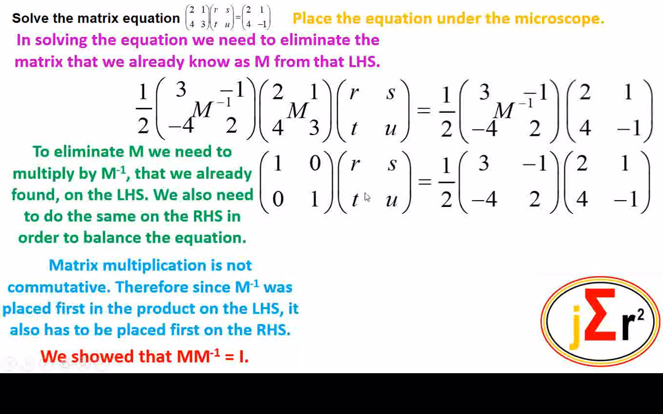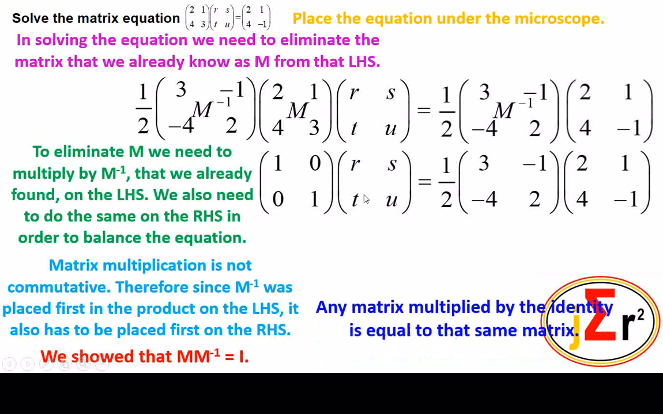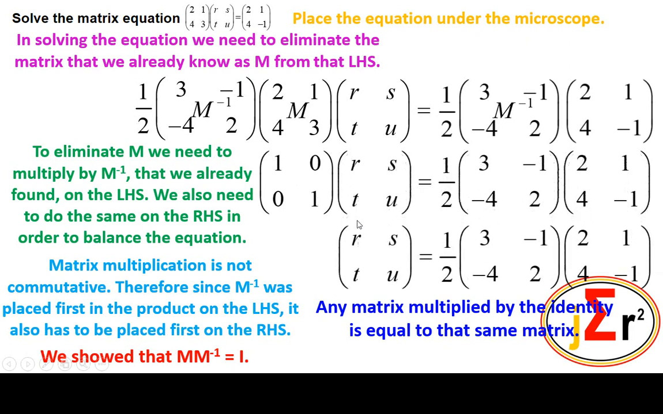The right-hand side is not affected as yet. Also, any matrix multiplied by the identity is equal to that same matrix. There is therefore a further simplification of the left-hand side with the identity times this matrix being just equal to this matrix. Any matrix multiplied by the identity is equal to that same matrix. This is a further simplification of that left-hand side.